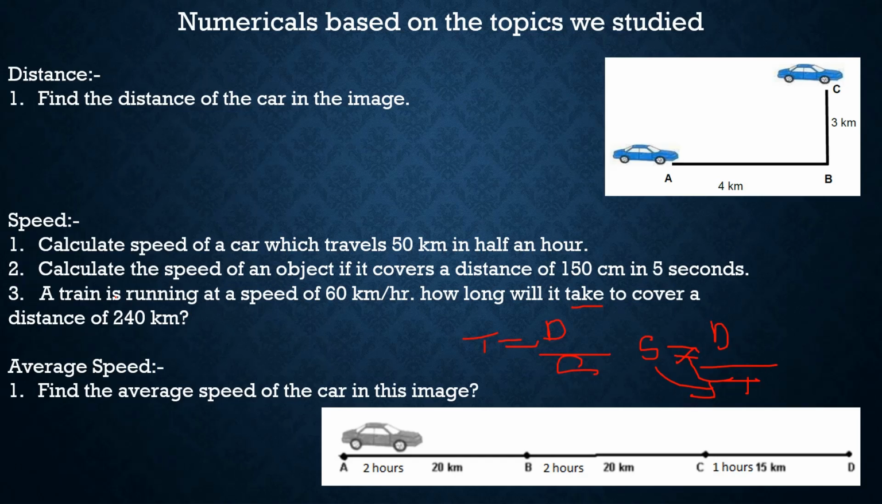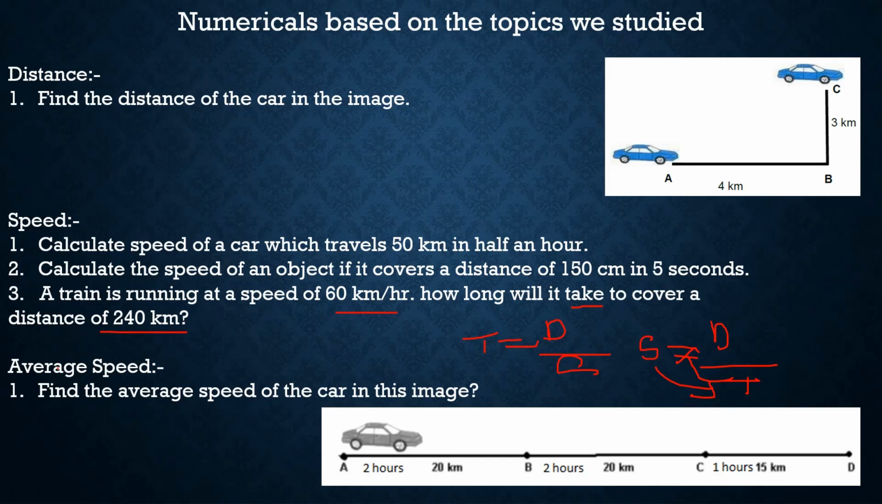I'll read the question once more. A train is running at a speed of 60 kilometers per hour. How long will it take to cover a distance of 240 kilometers? You have to divide these both, the magnitude. You'll have to divide the magnitude.